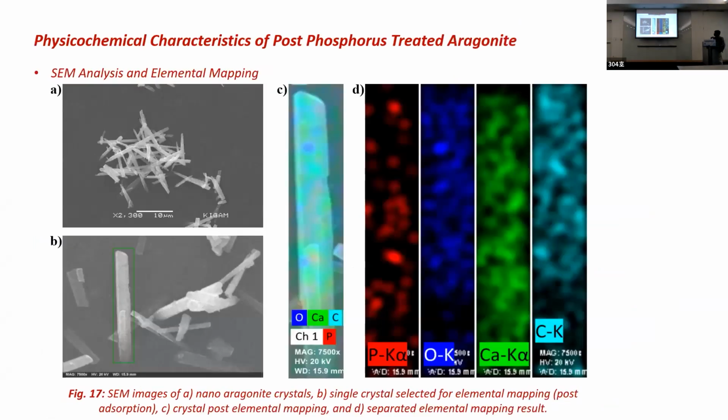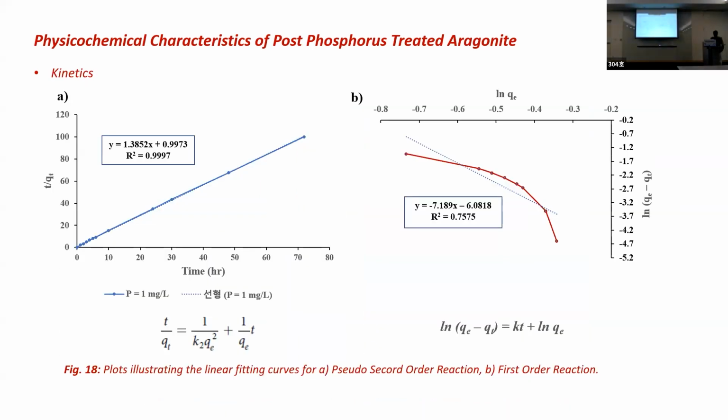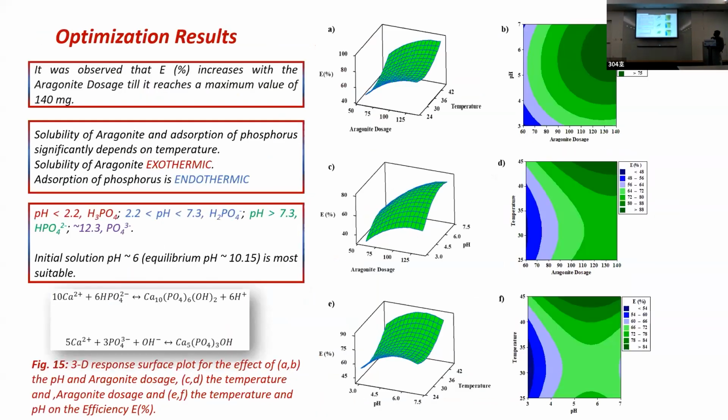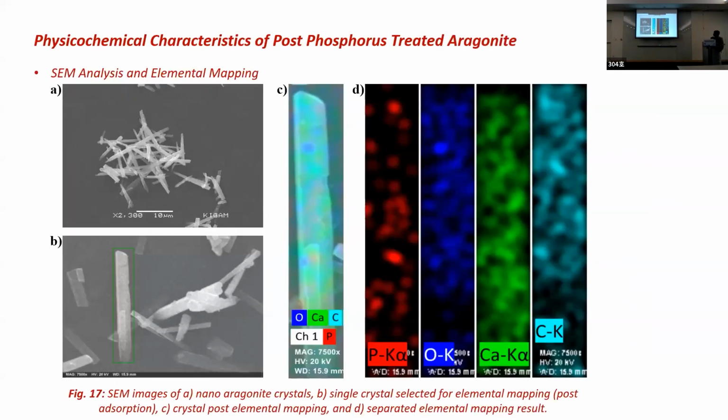Now we can see in the SEM images that the phosphorus adsorption was in discrete form, not in a continuous manner. So my team tried to propose a mechanism here, and we found that this adsorption process is because of the dissolved calcium. That's why in the earlier case I mentioned the solubility of aragonite. I will discuss it in the next slide.